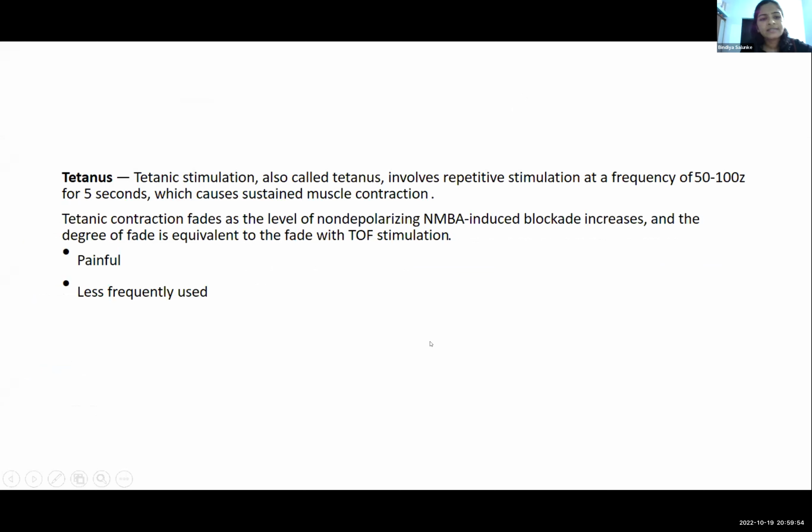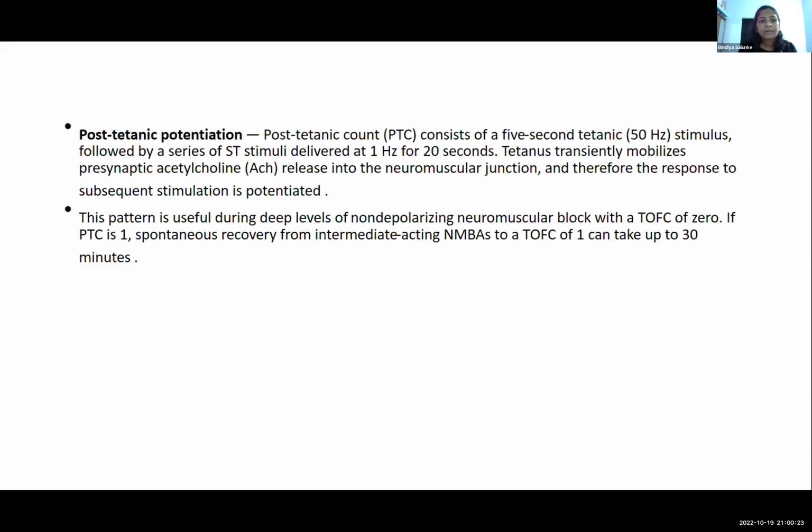Perfect. Tetanus, that is tetanic stimulation, involves the repetitive stimulation at a frequency of 50 to 100 Hz for 5 seconds, which causes sustained muscle contraction. Tetanic contraction fades as the level of non-depolarizing neuromuscular blocking agent induced blockade increases, and the degree of fade is equivalent to the fade with the TOF stimulation. It is more painful and less frequently used.